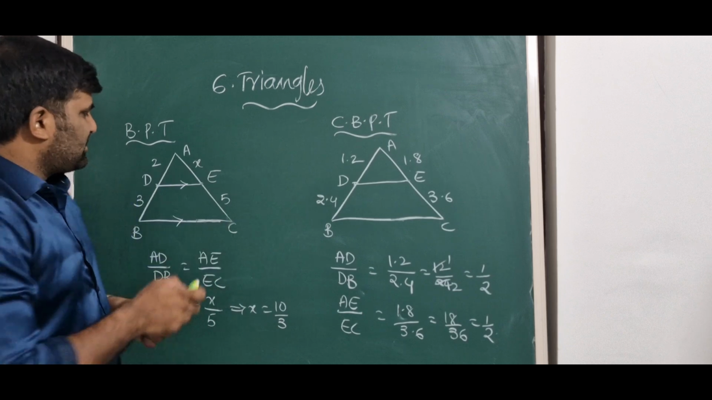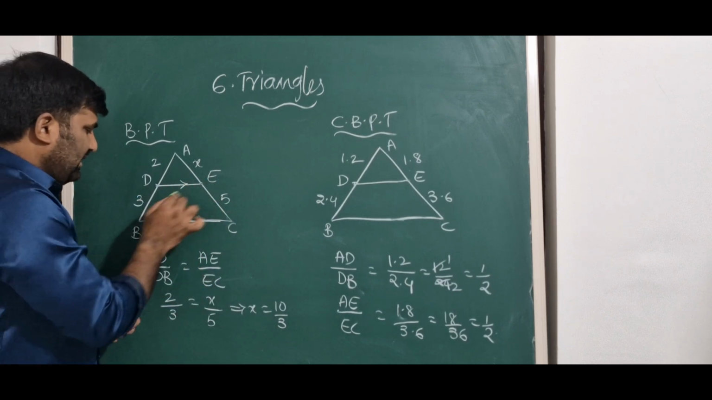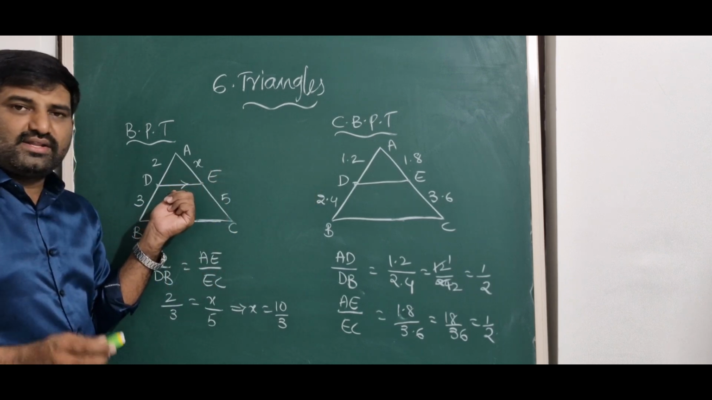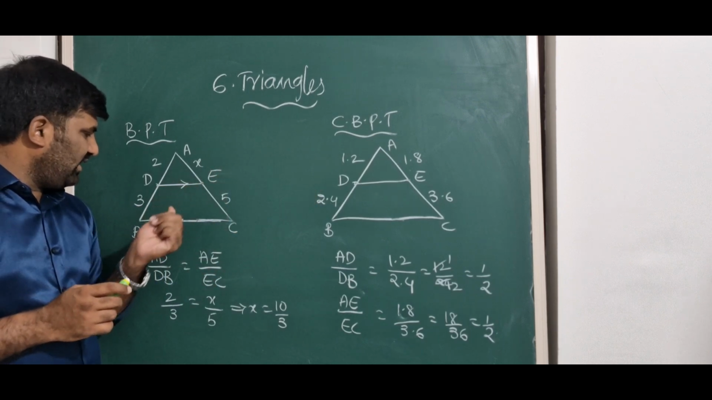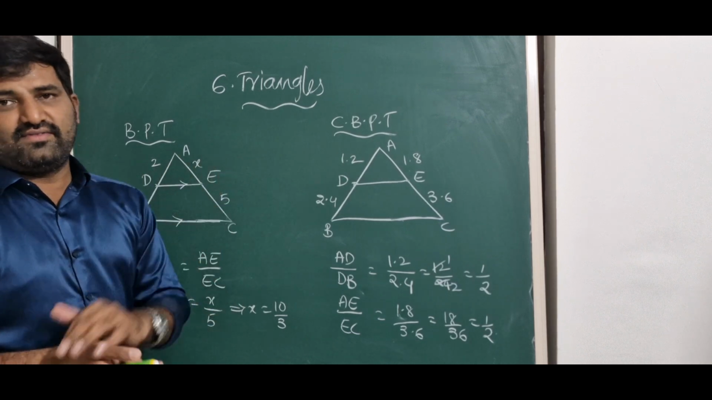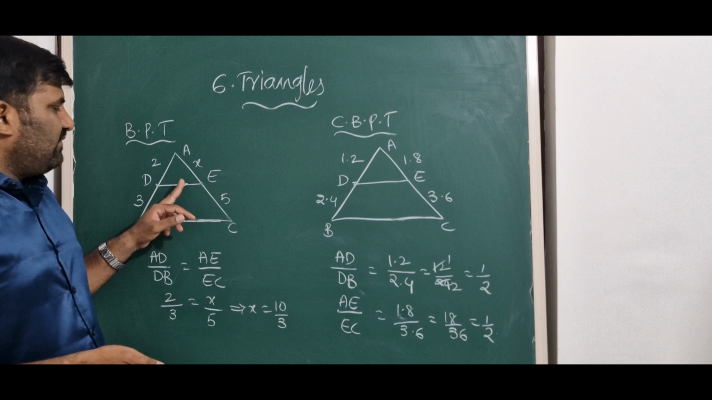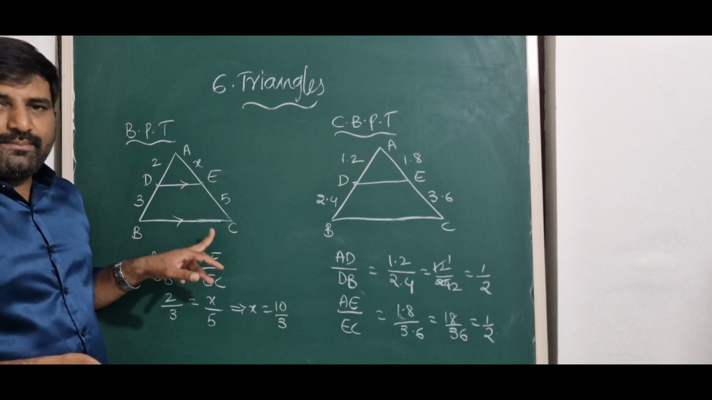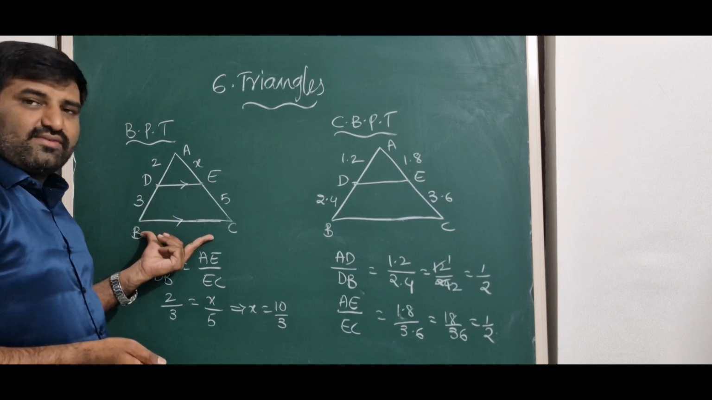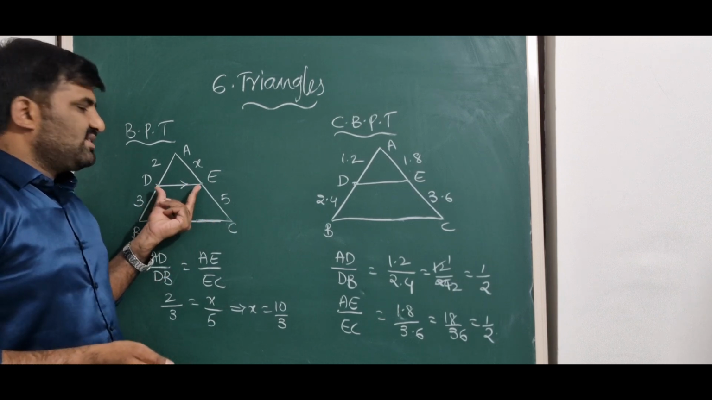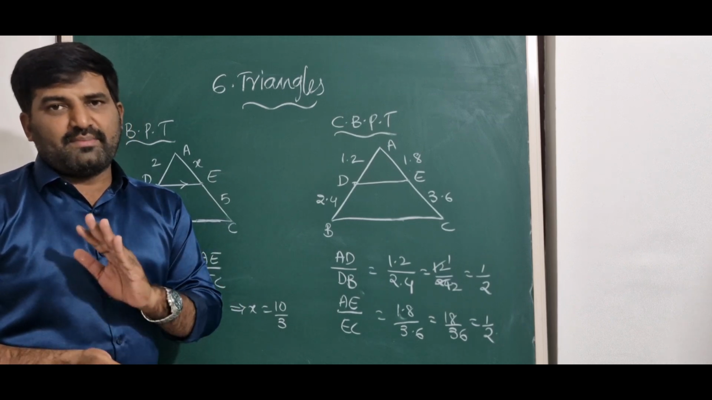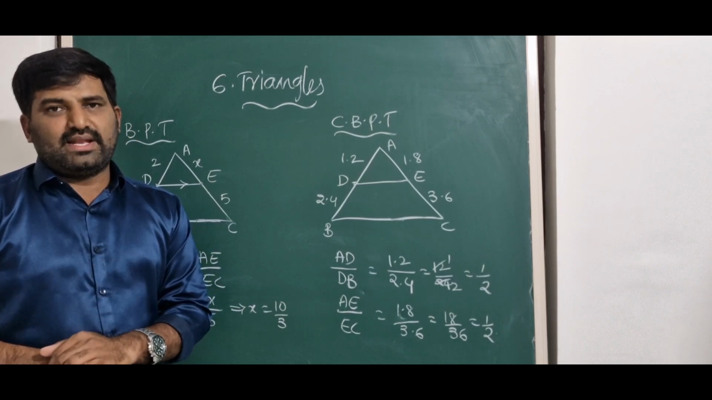So if the questions are related to DE and BC, if the required side to find is either DE or BC, you should remember that it is not related to BPT or converse of BPT. Even sometimes in the question, parallel lines are given, but if the question is about D given, B required to find, or B given, D required to find, it is not related to BPT or converse of BPT. You should remember this, because it is related to similarity.